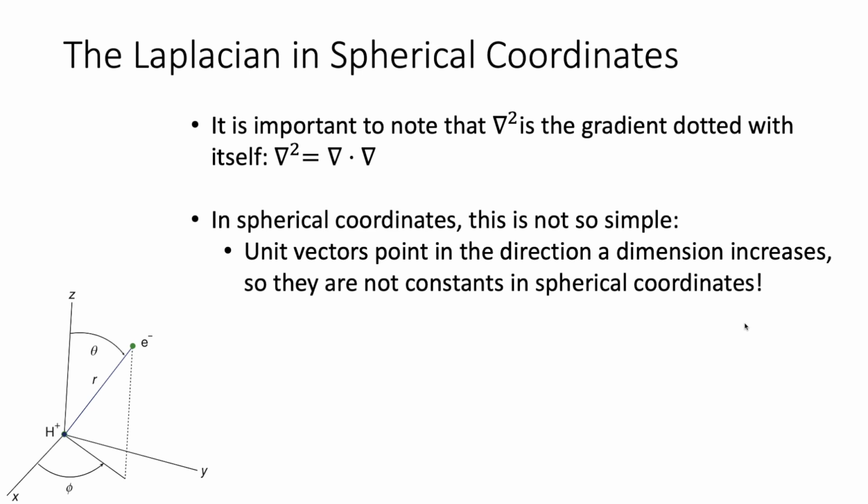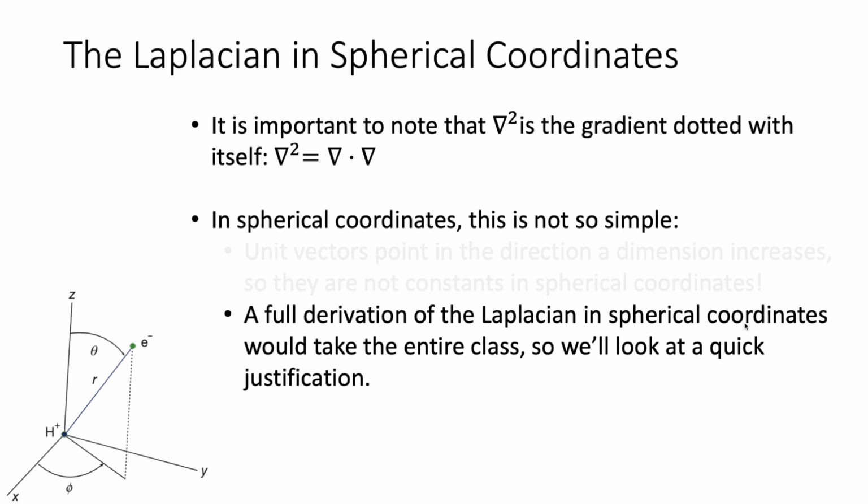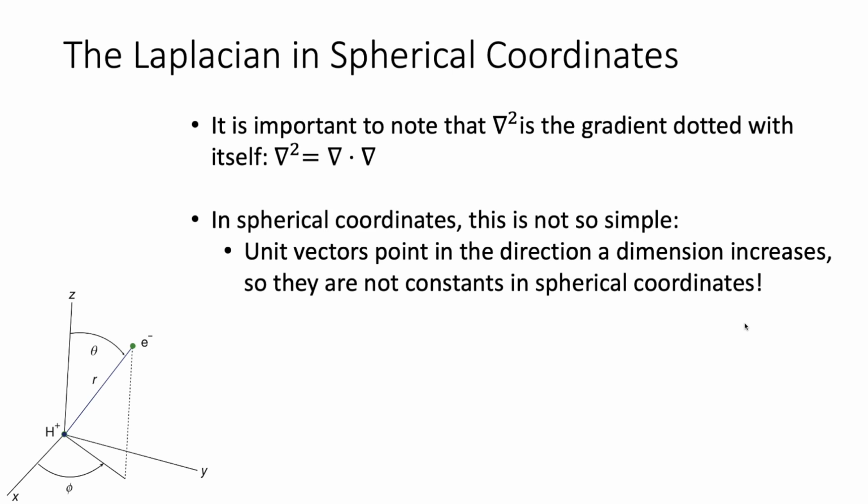So, unit vectors point in the direction that a dimension increases. And so if you think about that, right? In x, y, and z, that's a constant, right? It's just the x unit vector is exactly unit length 1 and it's on the x-axis, right? That's the x unit vector. Nice and straightforward in Cartesian coordinates. In spherical coordinates, this is not the case. This is not quite so simple, right? Because the radius, no matter what angle you're at, if you're moving away from the center, then it's increasing. So that direction is not so fixed. So you can see how these things are not the same thing, right?